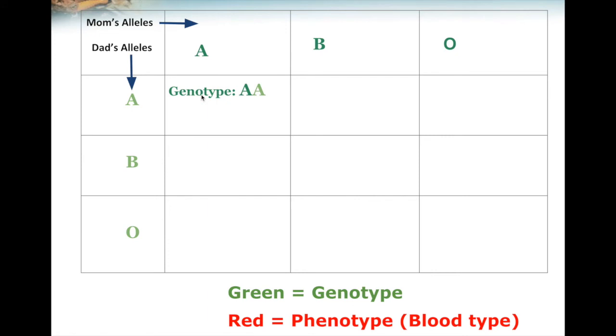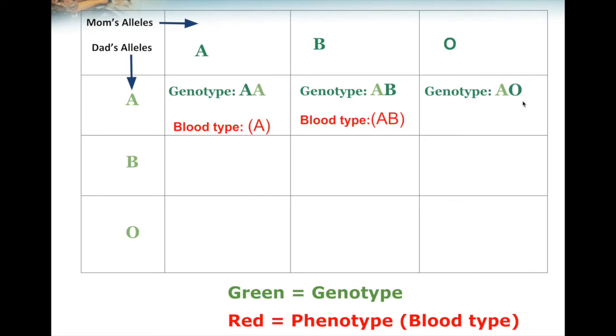So let's say in this box, one parent gives an A allele, the other parent gives an A allele. Well, what blood type is that? That's blood type A. Now let's take a look here. One parent gives an A allele, the other parent gives a B allele. We said that they're codominant, they're dominant together. So what blood type is that? AB. Here we have one parent that gives an A allele, the other parent gives an O allele. What blood type is that? That's blood type A. Now, why is that blood type A? Because remember, O is going to be recessive compared to A.